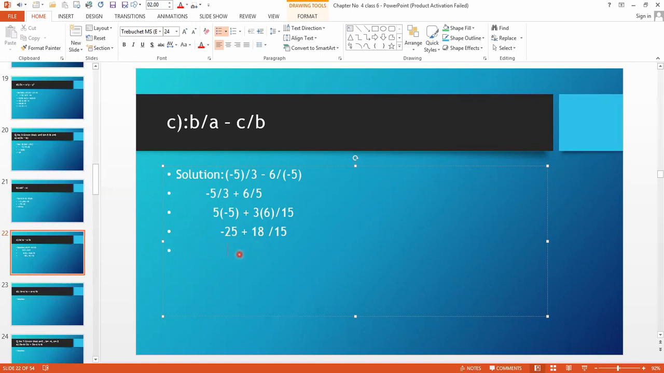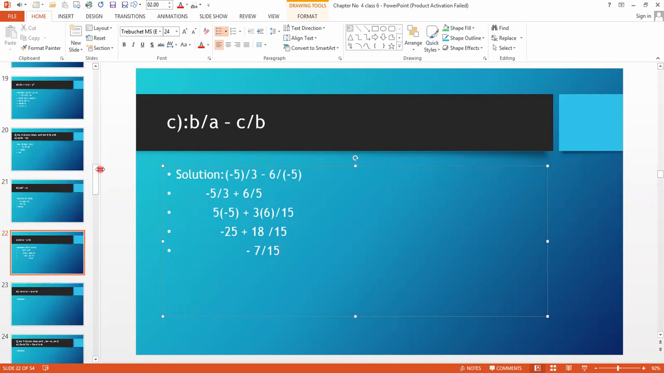And we have to place the sign of the greater number before the answer. So 25 is the greater. Which sign is with this 25? Minus, so I have to put the minus sign. And I have to subtract 25 minus 18, and it's equal to 7. And then I have to put this LCM, that is 15. So my answer is minus 7 over 15. Is it clear? Okay, well done.